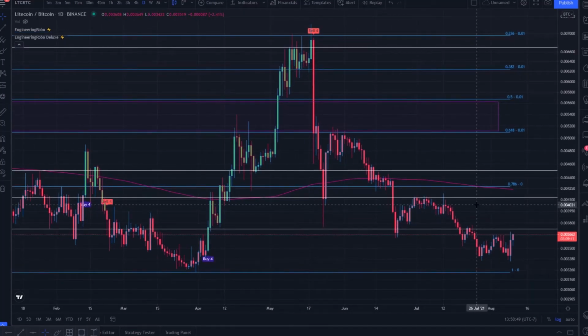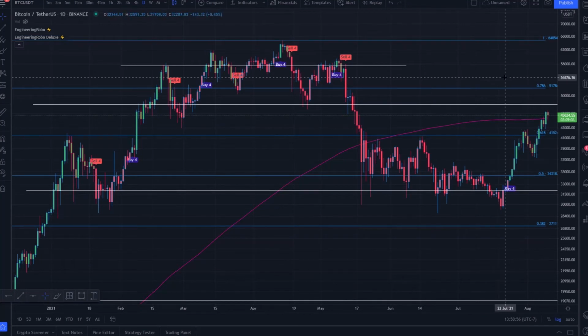Ultimately, Litecoin is in a very critical state. We'll have to see how these next daily candles unfold. But if we switch over to Bitcoin, what do we have here?